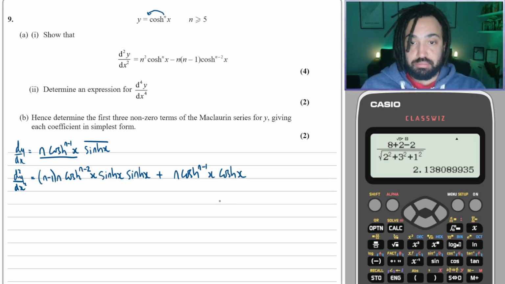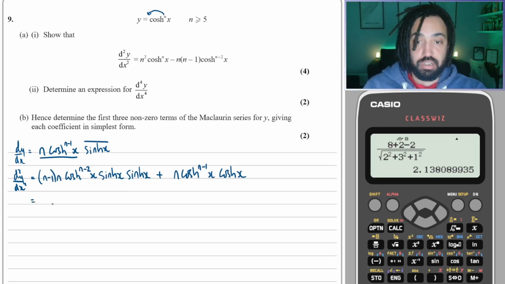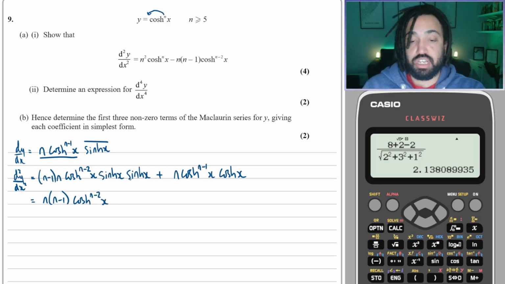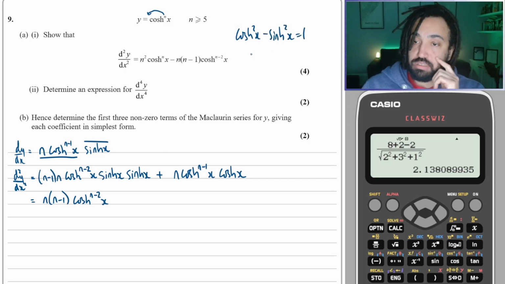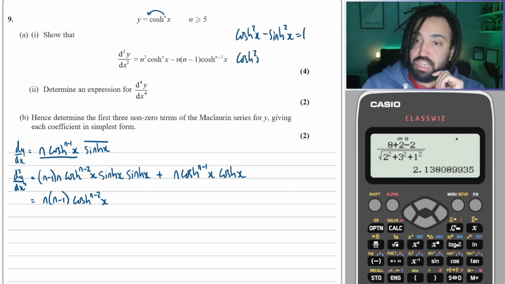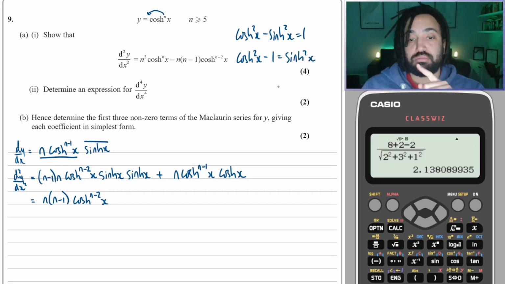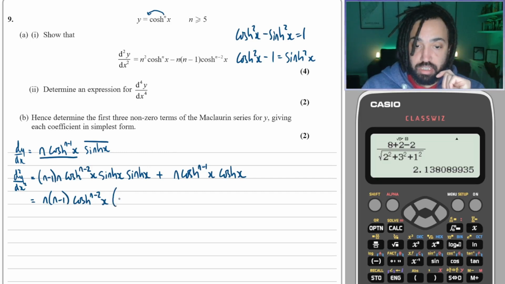Okay, that's all good. And then what we're going to do is just tidy it up somewhat. I'm going to write n minus 1, have it that way round, because I can see it is like that in the question. This cosh^(n-2), I'll keep that like it is. That's a sinh squared, and of course we know that cosh squared x minus sinh squared x equals 1. So that sinh squared x can be written as cosh squared x minus 1. So I'm going to do that. I'm going to have it in there. I'm going to do cosh squared x minus 1.